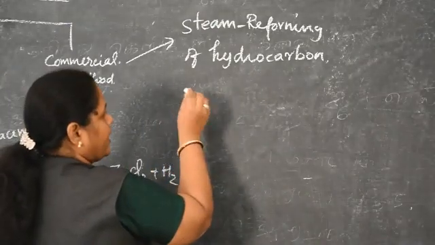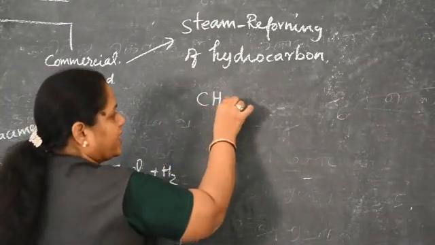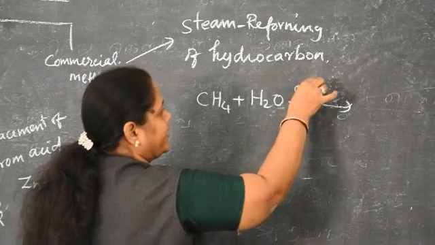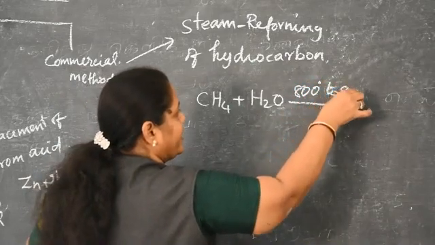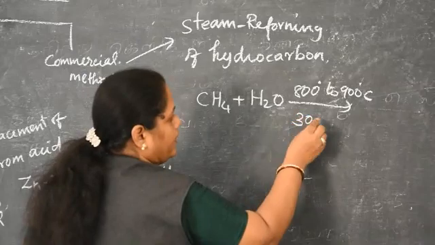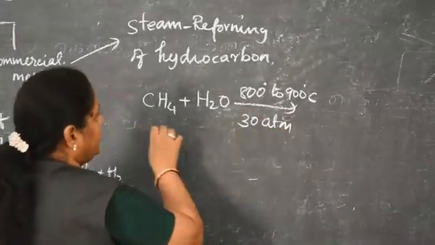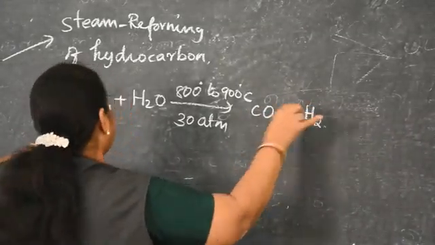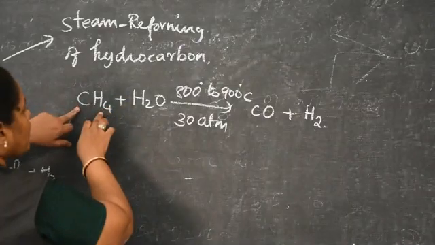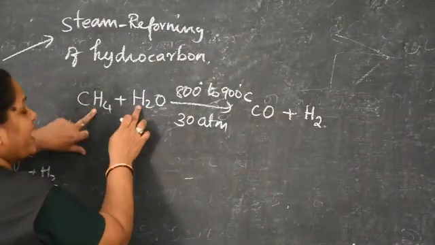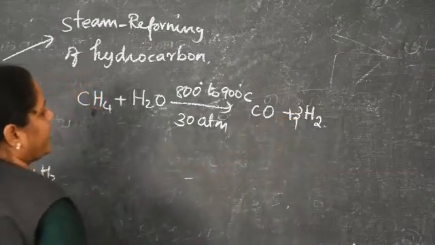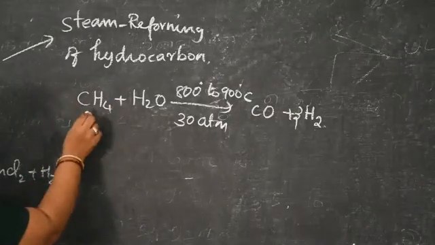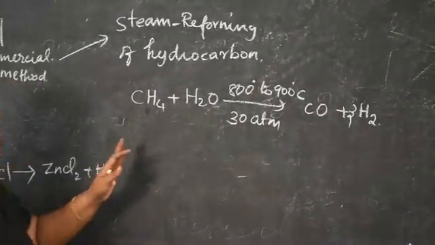Here steam is passed, and methane reacts with steam. The temperature range is 800 degrees Celsius to 900 degrees Celsius at 30 atmospheric pressure. It gives a mixture of carbon monoxide and hydrogen gas. Here totally 4, and 2 hydrogen is there, that is why here 3 H2. Okay. Now, one more method: instead of hydrocarbon, we use red hot coke.